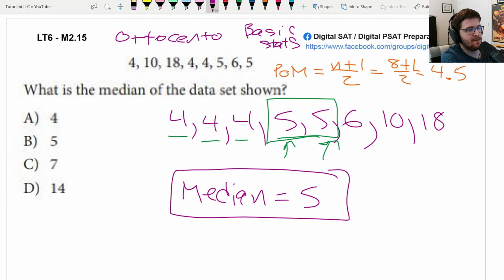Again, if that was too fast, please go watch the Ottocento Basic Statistics video. I go over it much slower there. And that is answer choice B.